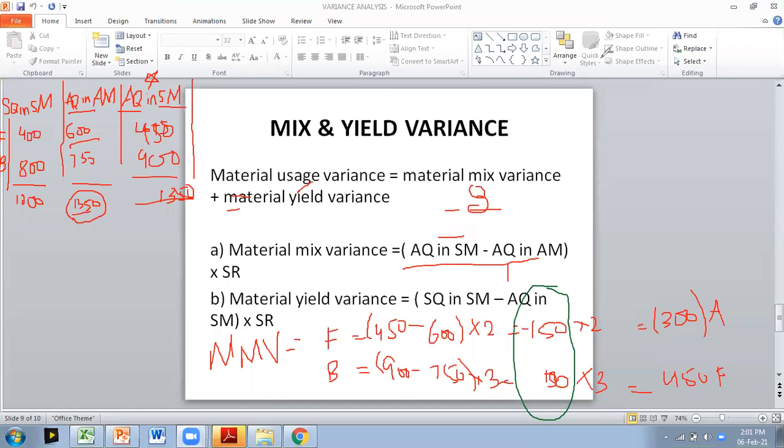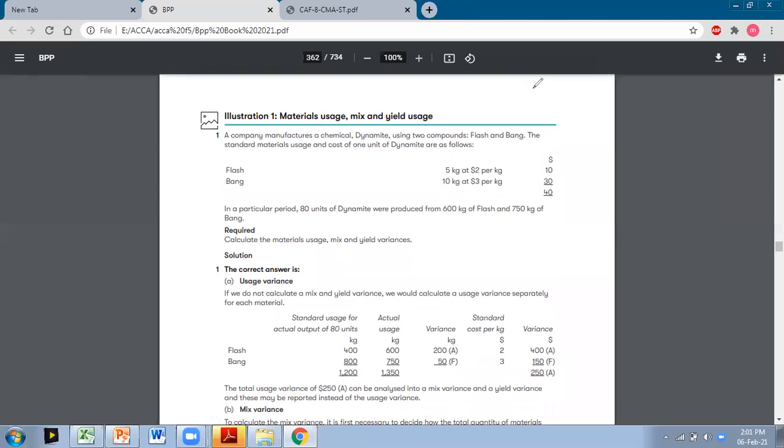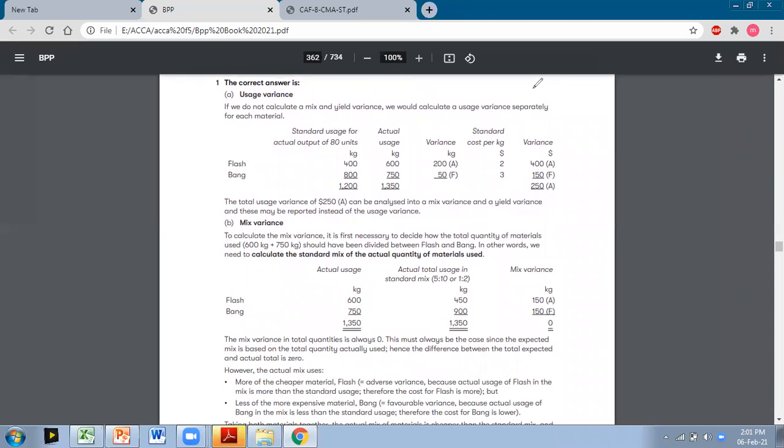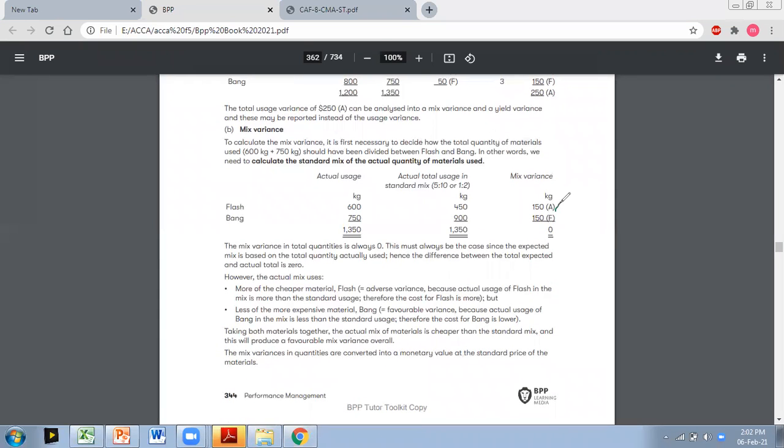So we have to do the same thing with material yield variance. We have to take standard quantity in standard mix minus actual quantity in standard mix and multiply by the standard rate, right? So this is the method. This is a very simple method. You don't have to think a lot for this, right? This is the question that I did. Material mix variance 150, 150, right? When you multiply it by the rate, the answers would be, and look at the ratio, 5:10 or 1:2, right?